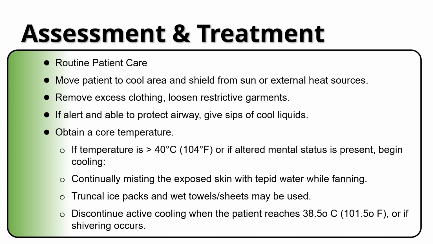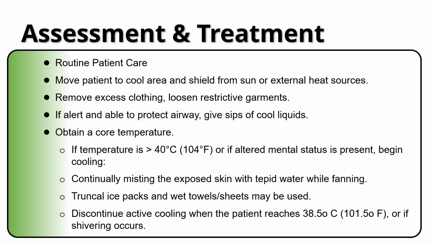And then we're going to obtain a core temperature. And so, again, in our setting, a core temperature is going to be a rectal temperature. So you're going to have this person roll over on their side, pull their pants down. You're going to apply a little bit of surgical lubricant to the thermometer cover, and again, about 5 inches or 11 centimeters into the rectum. And then we're going to wait for a temperature. Now, this should be done with a calibrated rectal thermometer. Otherwise, your readings are going to be slightly anomalous.